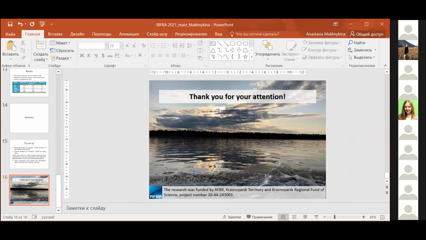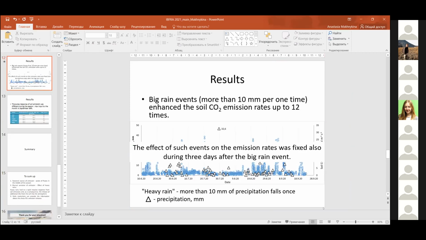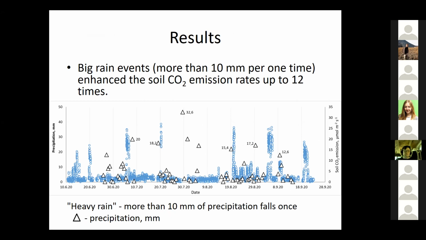Hi, Anastasia, this is Scott Getz. I have a quick question for you, just a clarification. If you could back up a couple of slides to your results where you show the effect of rains on CO2 emissions. Yeah, this one. I just happened to see that the biggest precipitation event didn't actually appear to produce a CO2 emission spike like many of the others. Do you have any thoughts on that one? Is it just a data glitch, or is it just the way it was?